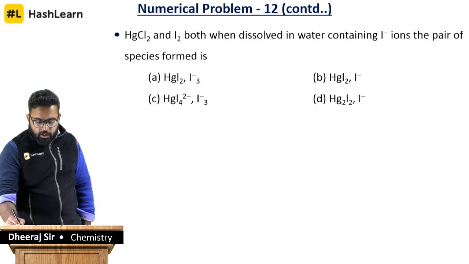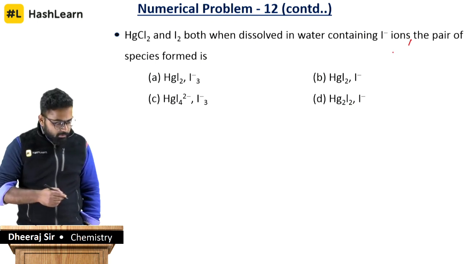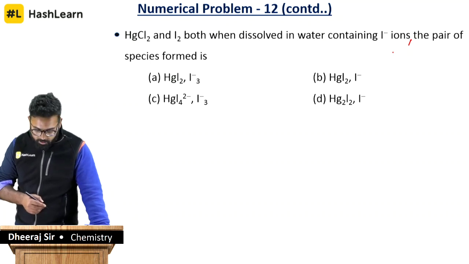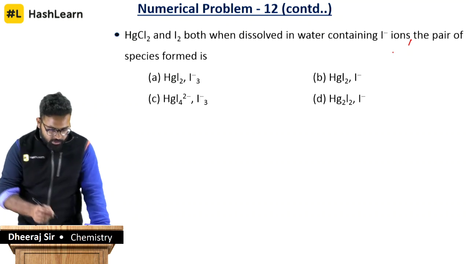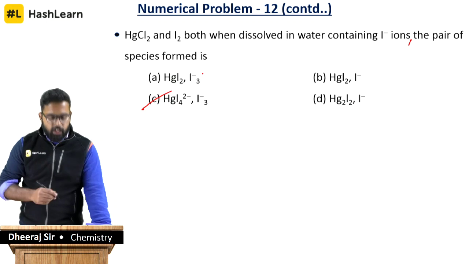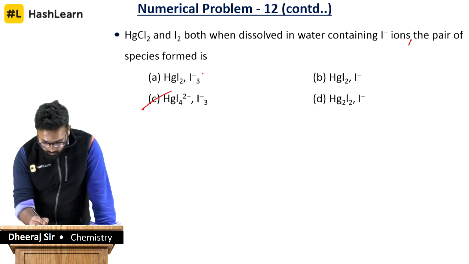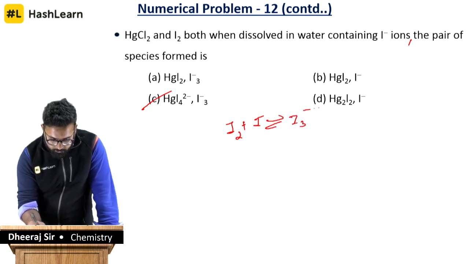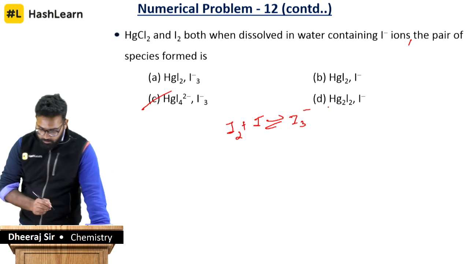In that I minus ions, the pair of species formed is. So Peru says it's option B, Yogesh says it's option C. Yes, Yogesh is right, it's definitely option C because I'll write the concerned reaction. Now what happens is I2 plus I minus gives I3 minus.